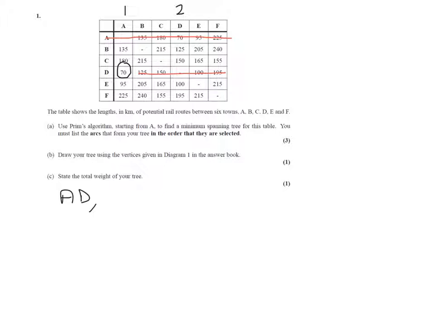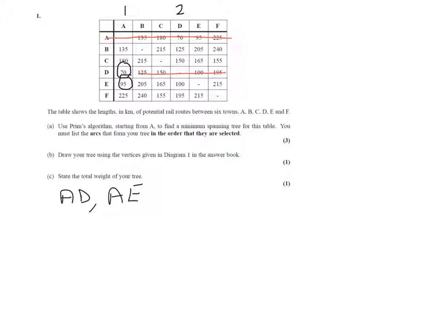Actually, that's not right. We need to put a ring round the lowest undeleted entry in the numbered columns. So don't just look at the one you've just done. Look at all the numbered columns and find the smallest number. Well, the smallest number is 95. So we put a ring round 95, and AE becomes the next arc to be added to the minimum spanning tree.